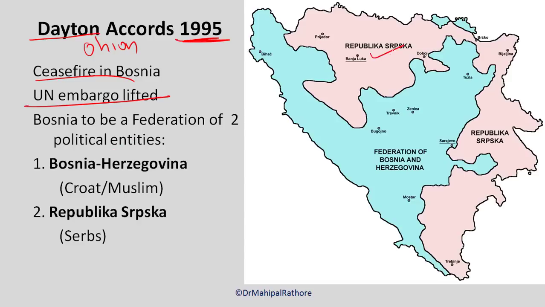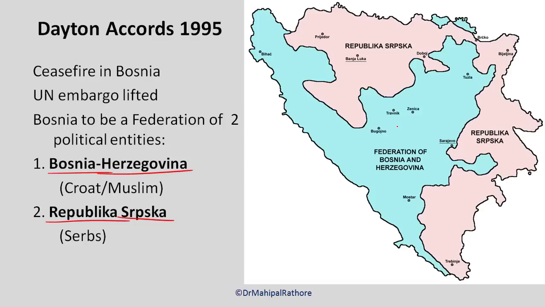See, this region, the light pink colored area that you see here, that was under the control of Serbs. This is the Republic of Srpska that was formed under Radovan Karadzic. So it was given to them, Karadzic and the Serbs. So this was formed as a separate entity. It will be called Republika Srpska. And other areas that were under the control of Croats or Muslims, they will now form Bosnia and Herzegovina.